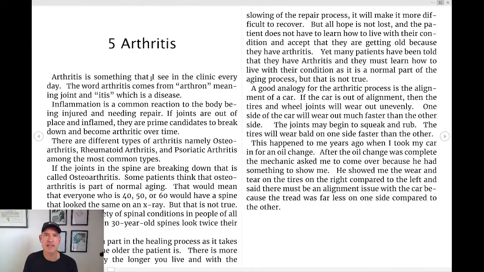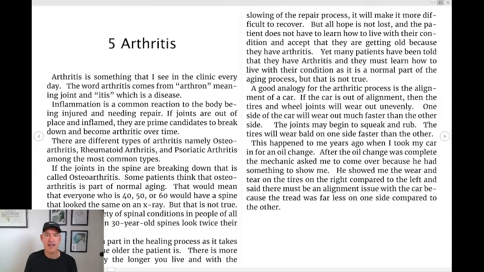Arthritis is something that I see in the clinic every day. The word arthritis comes from arthron, meaning joint, and itis, which is a disease. Inflammation is a common reaction to the body being injured and needing repair. If joints are out of place and inflamed, they are prime candidates to break down and become arthritic over time. There are different types of arthritis, namely osteoarthritis, rheumatoid arthritis, and psoriatic arthritis among the most common types. If the joints in the spine are breaking down, that is called osteoarthritis.